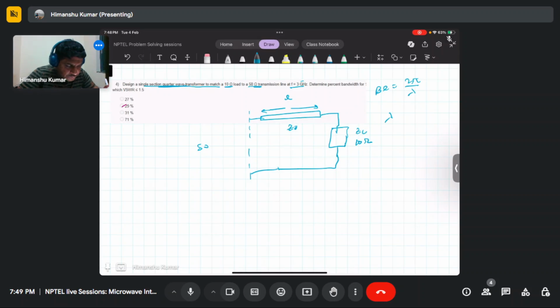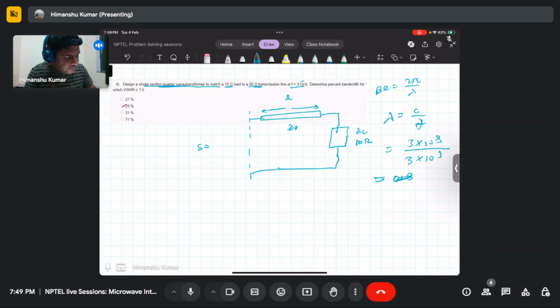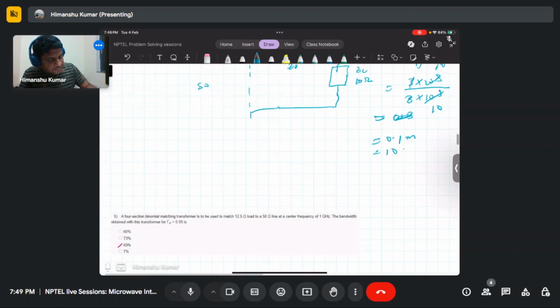Lambda you can calculate as C by F, and basically this is 3 into 10 power 8 divided by 3 into 10 power 9, which gives lambda equals 0.1 meter or 10 centimeter.